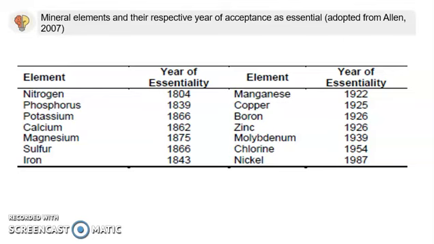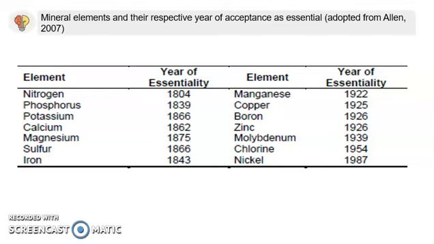The micronutrients, starting from iron, manganese, copper, boron, zinc, molybdenum, chlorine, and nickel, were accepted as essential from year 1922 to 1987. So the latest essential element was in year 1987, and it is nickel.